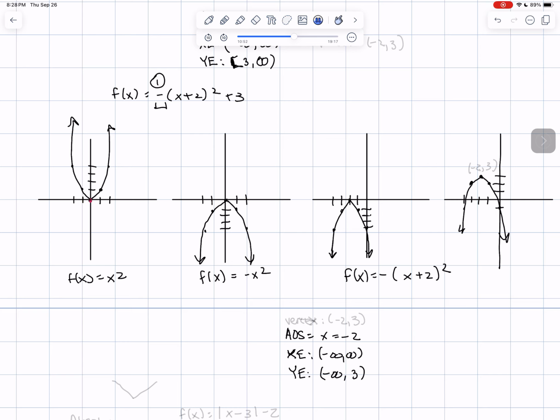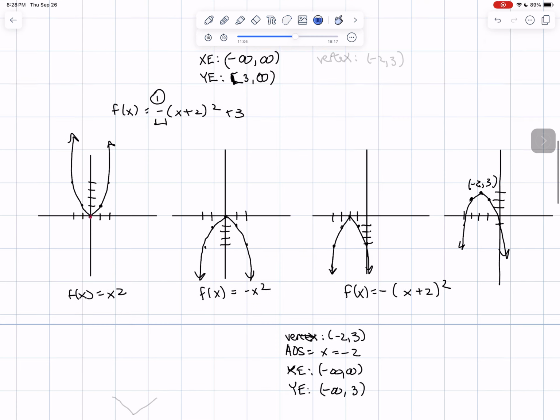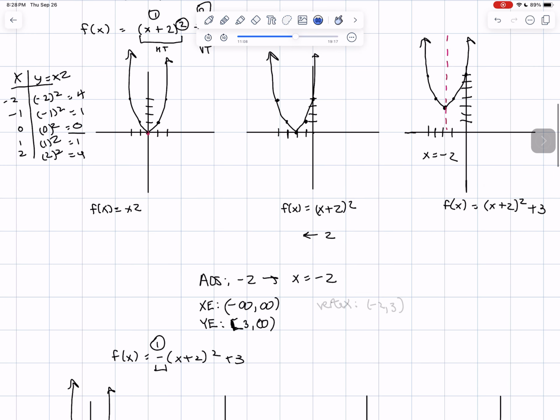And then let me write my vertex. My vertex would be here. So this point is negative 2, 3. And then what about here? So would this vertex still be the same? Yeah, it would. Negative 2, 3. So vertex would still be negative 2, 3.